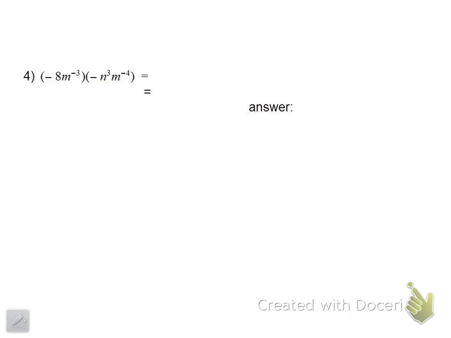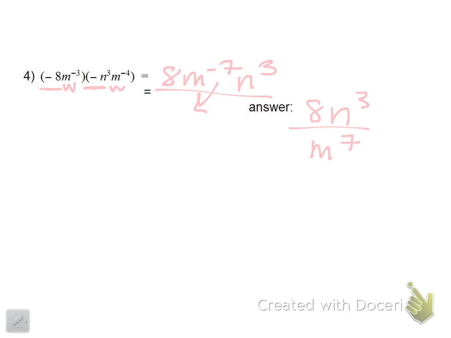Okay, so this one, we've got negative 8 and a negative here, so we're going to get positive because a negative times a negative is a positive. And then it looks like we have this m and this m, so negative 3 plus negative 4 is going to give us negative 7. Then we still have that n cubed. So we've got to go ahead and drop that one. So we should get 8n cubed over m to the 7th.